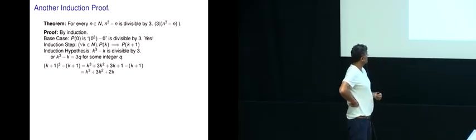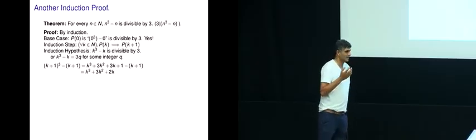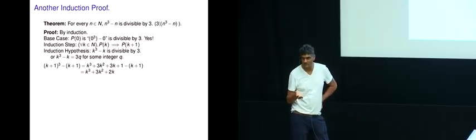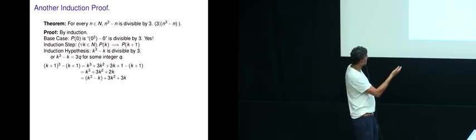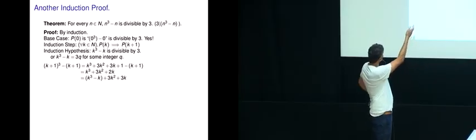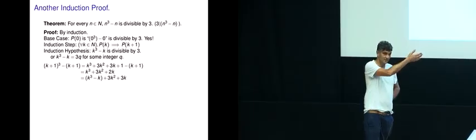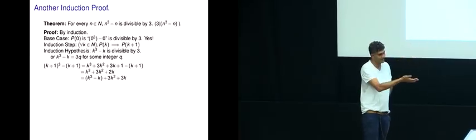I simplified. Okay, so now here it's like a bit of a mess, and what should I do? Well, I kind of want to use the induction hypothesis, and I want to get 3's around. So what I do is I build the induction hypothesis in by subtracting k, because the induction hypothesis is the fact about k cubed minus k. So I just subtract k. And when I subtract k, I have to add k.